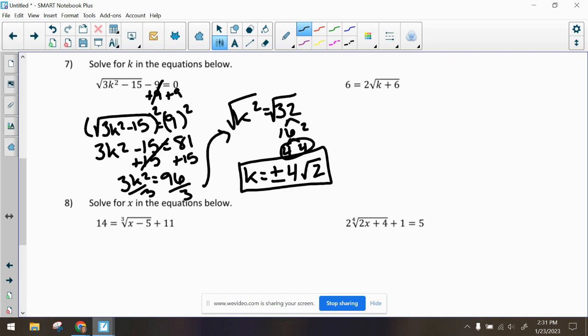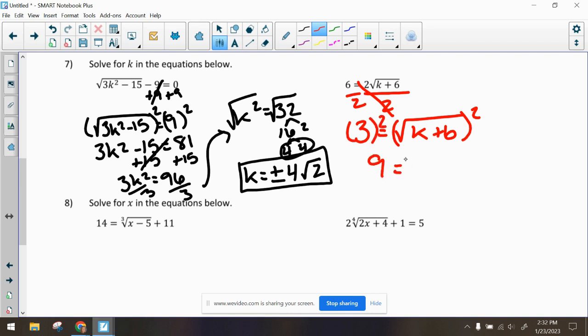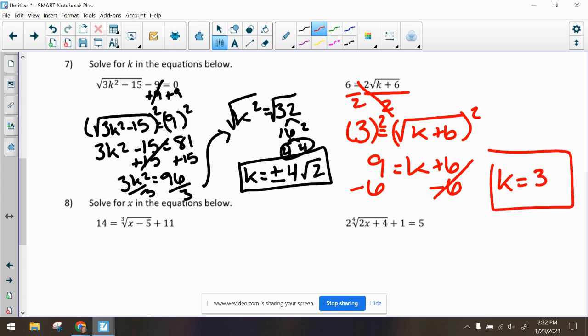For the next one, it's much more straightforward. To start it out, we're going to divide both sides by 2 to isolate the radical. So we're left with 3 equaling square root of k plus 6. Now we can square both sides. So we should be left with 9 equals k plus 6. To get k by itself, we would subtract 6 on both sides. So k should be 3. You are not going to have any on this test that would give you an extraneous solution, so you don't have to worry about that, even though we learned it.